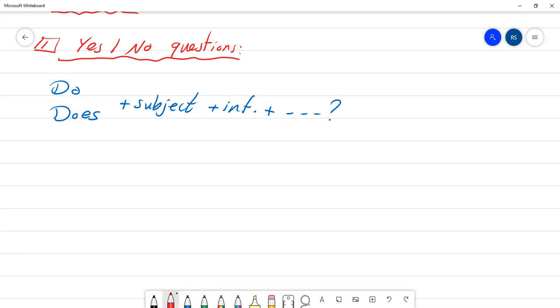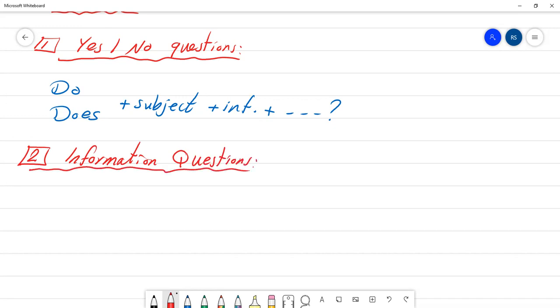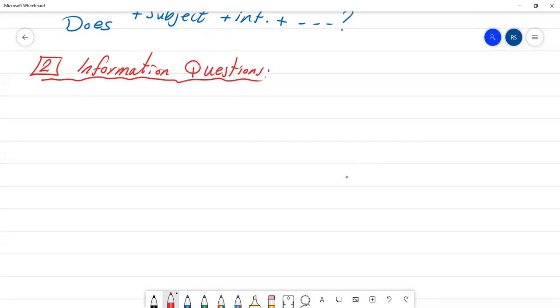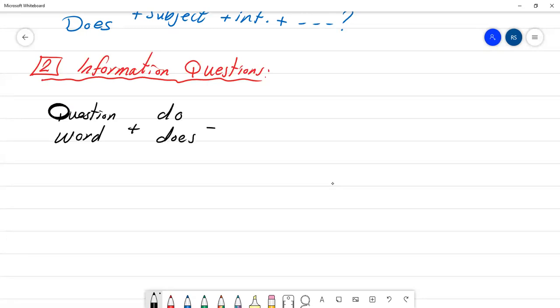Number two, information question or a WH question. We use a question word plus do or does plus subject plus infinitive plus complement if there is one. Okay.